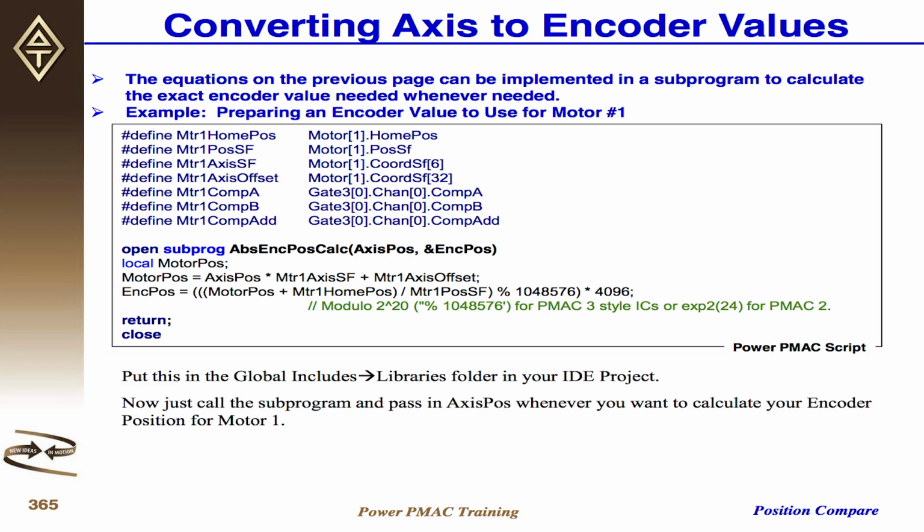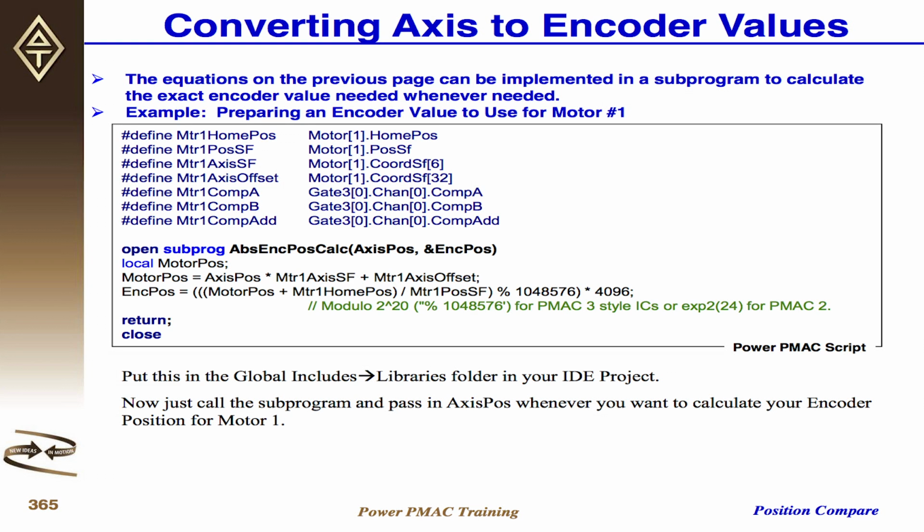Namely, motor 1 home pos pointing to motor 1 home position. You change that to motor whatever you're using. And then your CompA, CompB, and CompAdd here, you will change as appropriate the channel number from 0 to whatever channel corresponds to the motor you're going to use. So throughout this example, we're going to be calling the variable names on the left side there rather than the full structures on the right. And then this equation right here, these 2 lines in a subprogram, they perform the calculation on the previous slide.